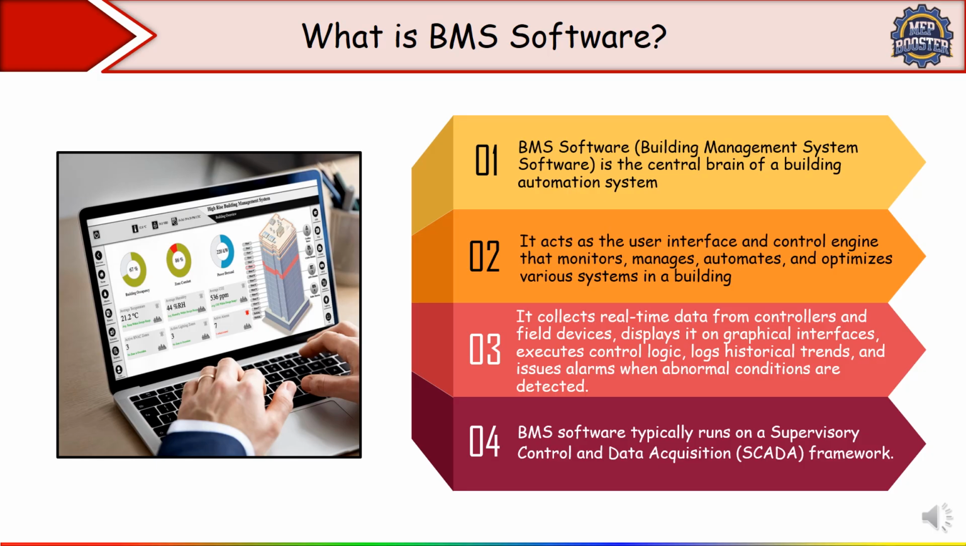So the main purpose of BMS software is to display the real-time status of all building systems, like temperature, pressure, occupancy, etc. This is the main purpose. And also to send automatic commands to equipment, for example, start or stop AHUs, modulate valves, and to record sensor data and system performance for trend analysis and reporting. And to generate alerts for abnormal events, for example over temperature, equipment failure, etc. So these are the main purposes of BMS software.